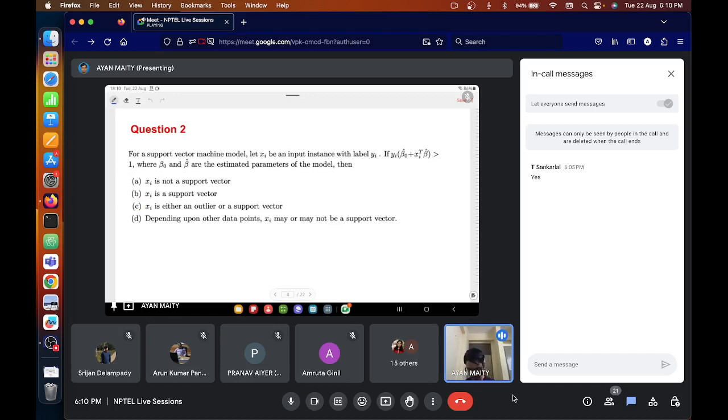This is on support vector machine, SVM. For a support vector machine problem, let xi be the input instance with label yi. If yi times (beta 0 plus xi transpose beta) is greater than or equal to 1, where beta 0 and beta are the estimated parameters of the model, then there are four options. A: xi is not a support vector. B: xi is a support vector. C: xi is either an outlier or a support vector. D: depending upon other data points, xi may or may not be a support vector. Which of these four options is correct regarding point xi?